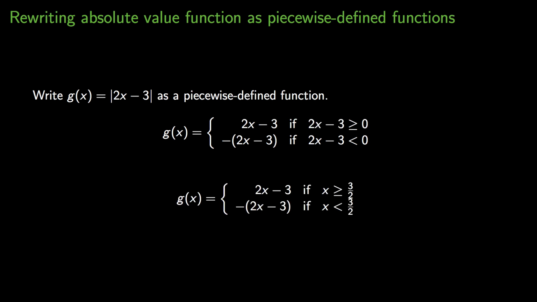As a separate step, you can choose to solve the inequalities so that you can have simpler inequalities here. And you could choose, if you like, to distribute this negative and write this as 3 minus 2x instead. I chose not to, but you have some simplification options if you want.